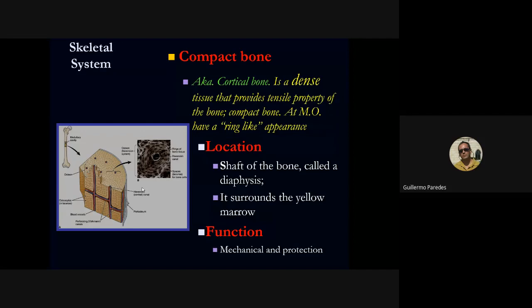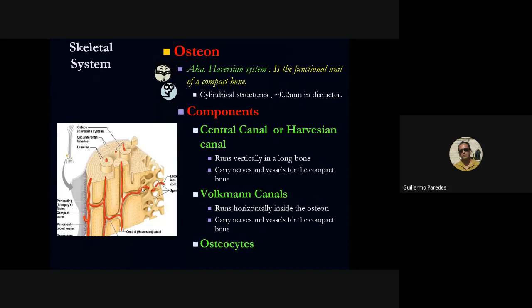Where do we find the osteon? The osteon we find in the compact bone. So here we have a drawing. In each osteon we have the central canal or Haversian canal. This is the center. Forget about the Volkmann canal. Those are horizontal canals. This is the Volkmann canal, just to show you, but it's not important. I'm not going to ask you.